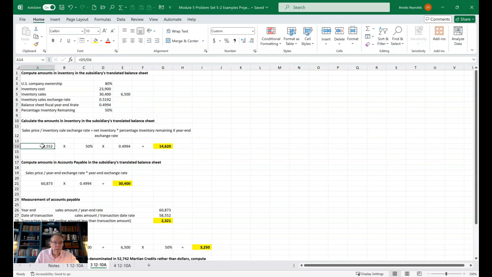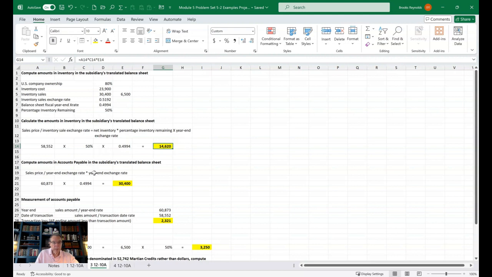So to do that, we first convert this back to the local currency on the date of the sale. On the date of the sale, it was at 0.5192. We divide that number and we get the local currency. Now we have 50% of the percentage inventory remaining. So now we have to convert that to current dollar amounts. So that is the current exchange rate. So the answer is 14,620.